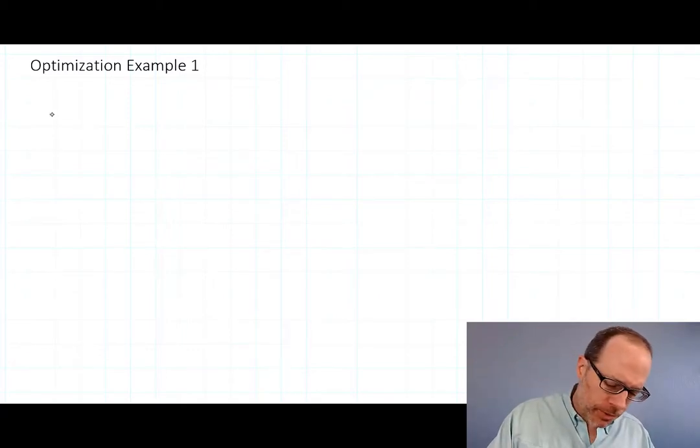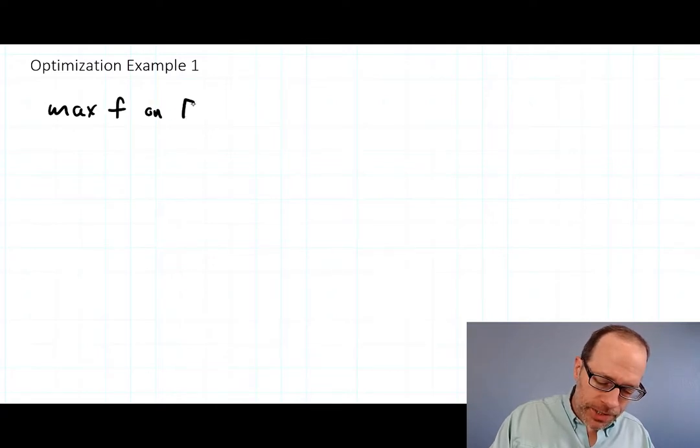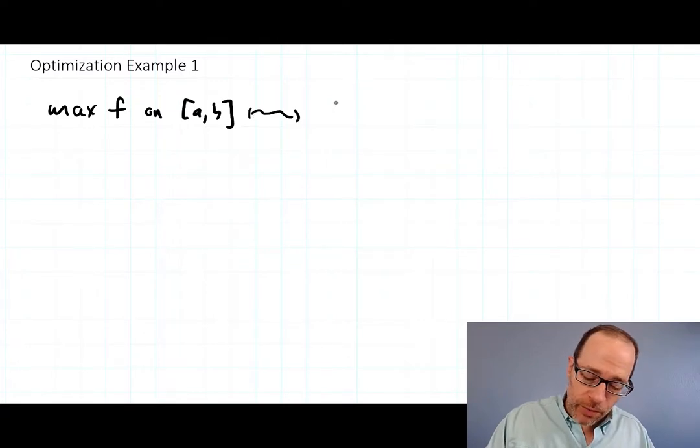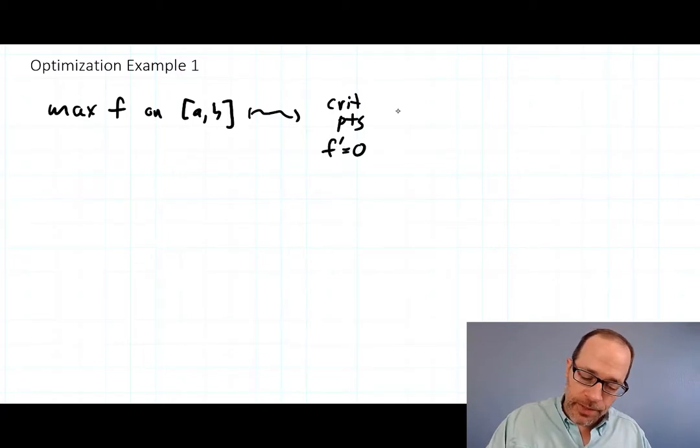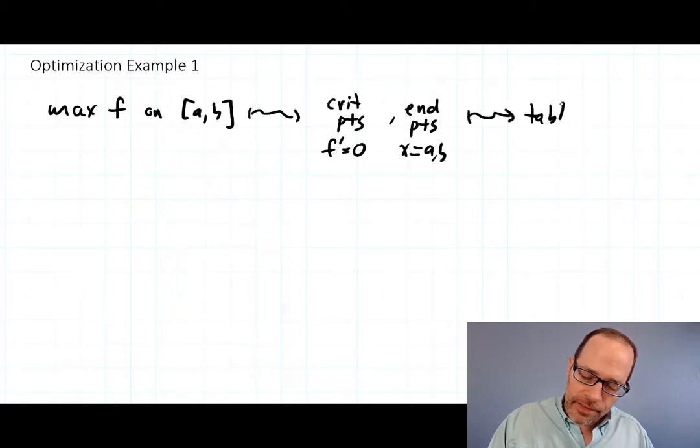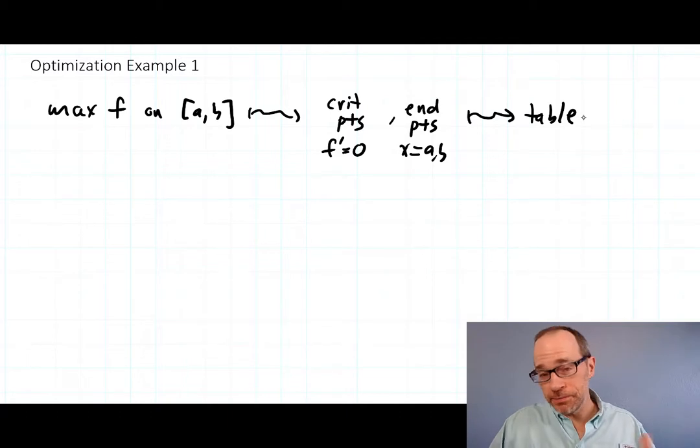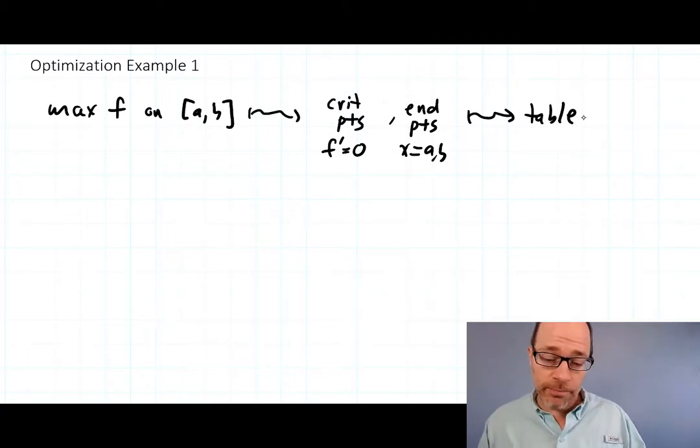Remember, if you want to maximize a function f on a closed interval a to b, our procedure was to find the critical points. Remember, these are usually the places where the derivative is 0. And then the endpoints, so that's x is equal to a and b. And then you make a table of them, and you see who's biggest. The biggest is the max, the smallest will be the minimum.